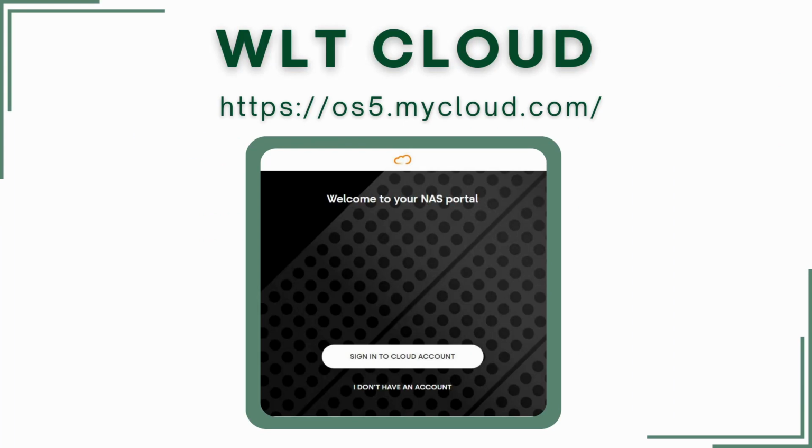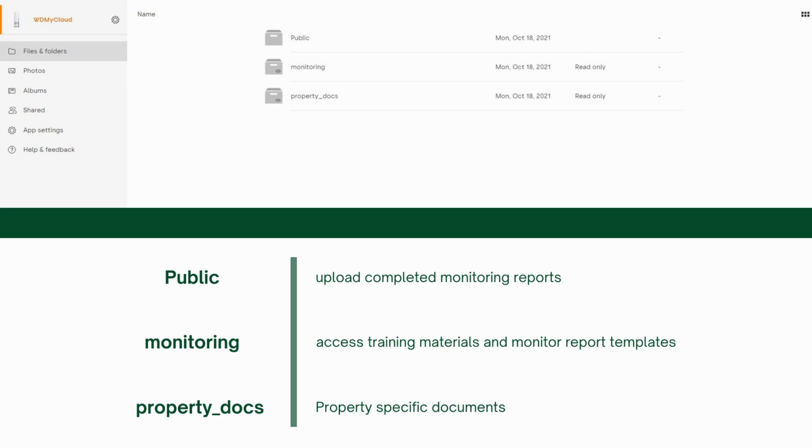To begin, access the Wareham Land Trust Cloud by visiting os5.mycloud.com. That's os5.mycloud.com. And sign in to the Steward Monitoring account using the login you received from the Stewardship Coordinator. Once logged in, you will see the Steward's view of the Wareham Land Trust Cloud.